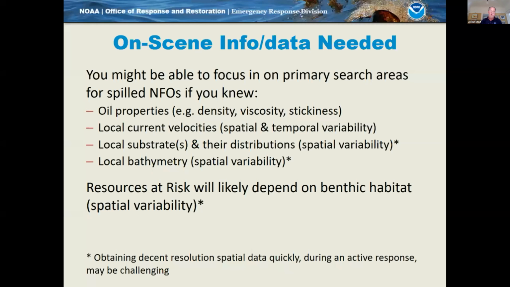And if you want to try to identify resources at risk, that might depend on things like benthic habitat mapping, which also has some spatial variability. And so for some of those things like local substrate distributions, local bathymetry, and benthic habitats, to have reasonably high resolution spatial data might be kind of challenging during an active response. So that might be something to consider. And you may have to use a much larger search area initially if you don't have good information and try to narrow it down from there. But it's something to consider for non-floating oil response.